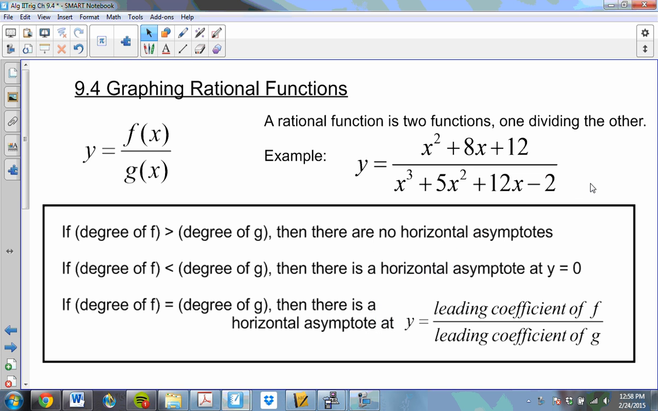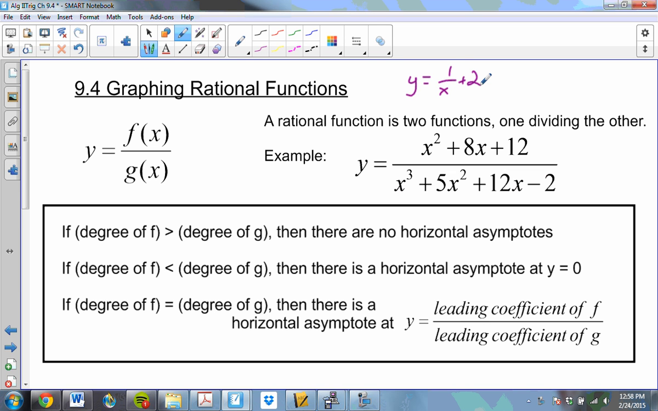9.4 is graphing rational functions. A rational function is a function that's basically two functions split up into one. So in our previous lesson, 9.3, we did those reciprocal functions that were things like y equals 1 over x plus 2 or something. And that graph's called a hyperbola, but it's just 1 over x. We call it a reciprocal function.